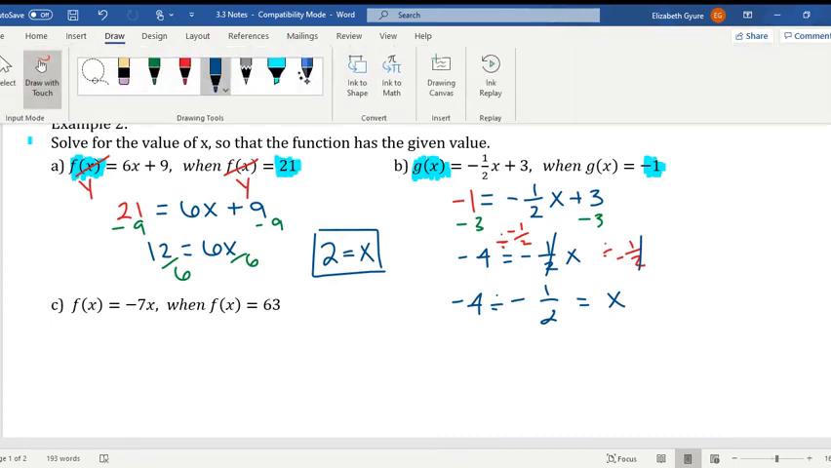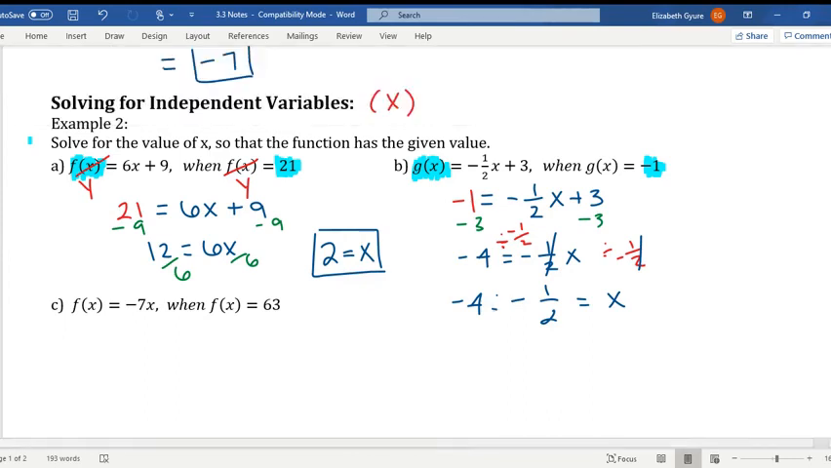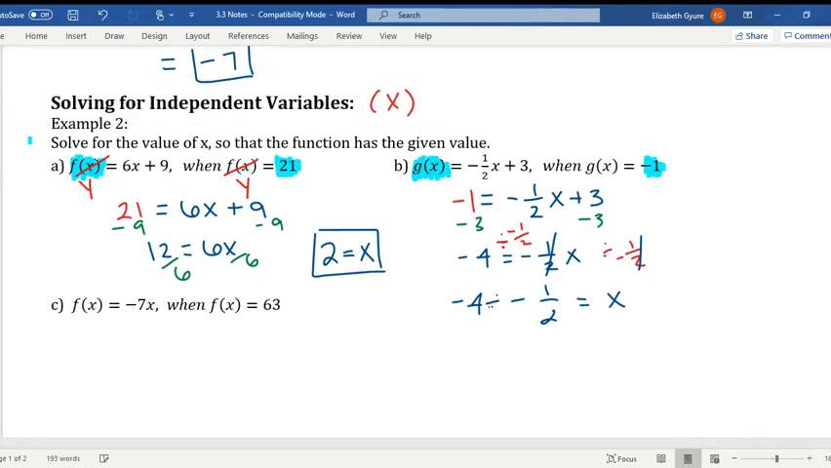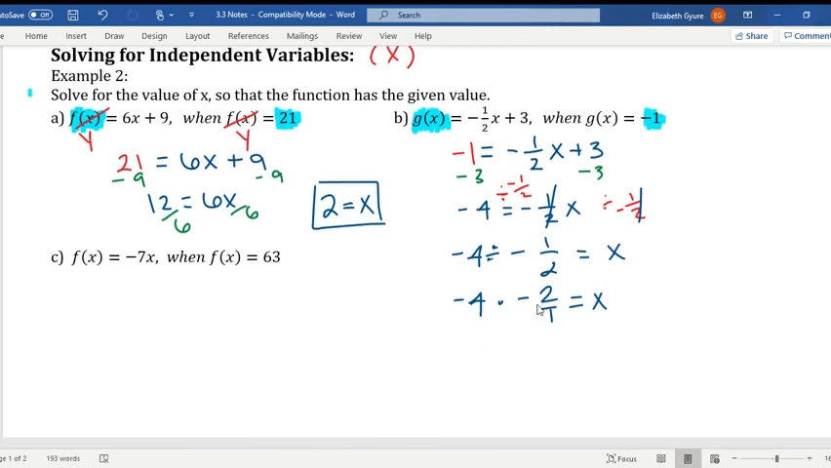So now when you divide by a fraction, this was back in your chapter 1 notes, dividing by fractions is the same thing as multiplying by the reciprocal. So remember, we keep, change, flip. Keep your -4, change your division into multiplication, and then flip the -1/2 and make it a -2/1. Then a negative times a negative is a positive. 4 times 2 is 8. So 8 equals x, or x equals 8.